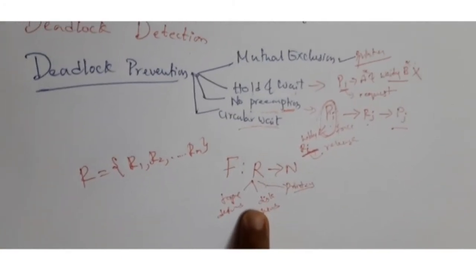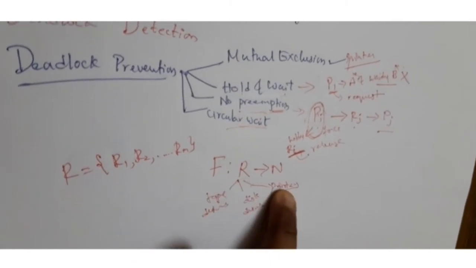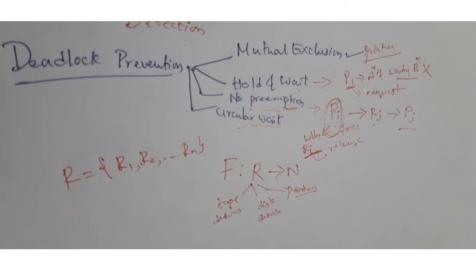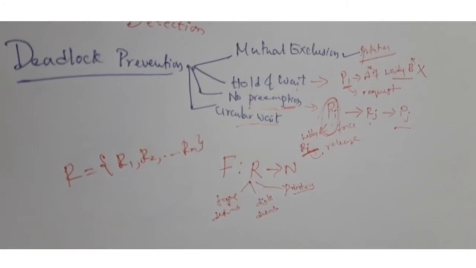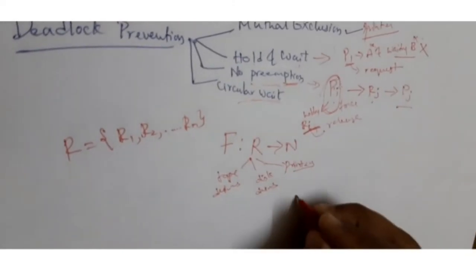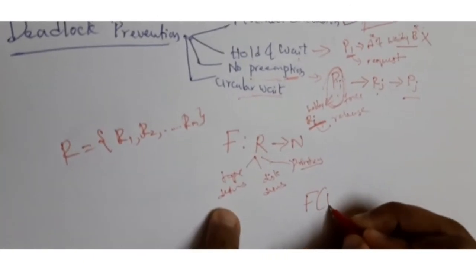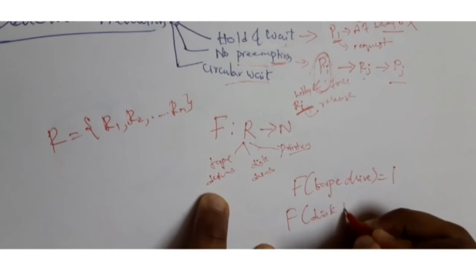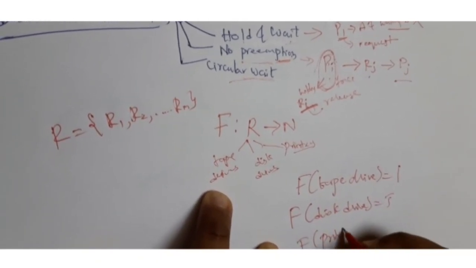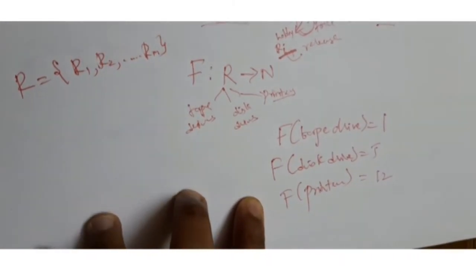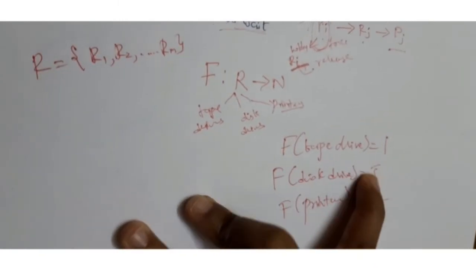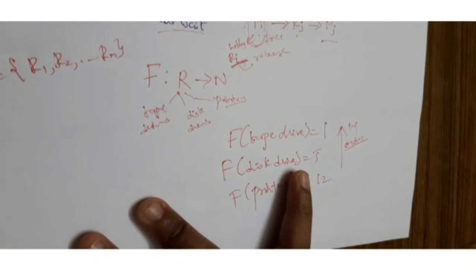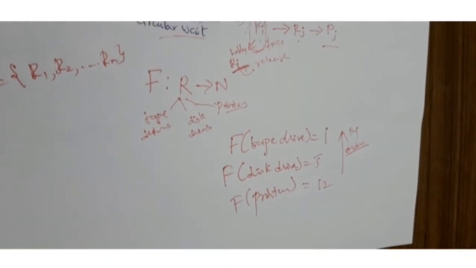Now, say suppose I have defined a function f wherein the resources are mapped to integers. We can now consider the following protocol to prevent deadlock. Each process can request resources only in increasing order. As I told, resources are all these three types. Increasing order, that is function f of tape drive equal to 1, f of disk drive equal to 5, and f of printer equal to 12. Now it can request the resources only in increasing order of enumeration.